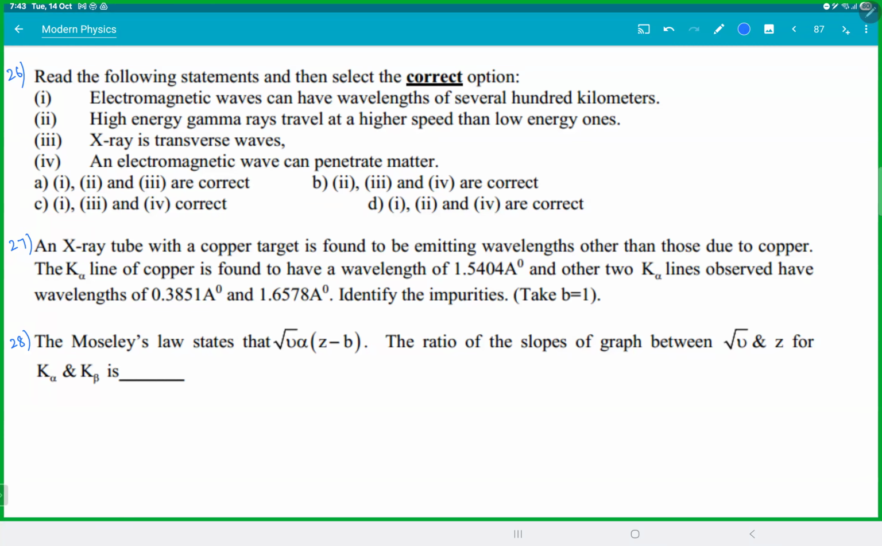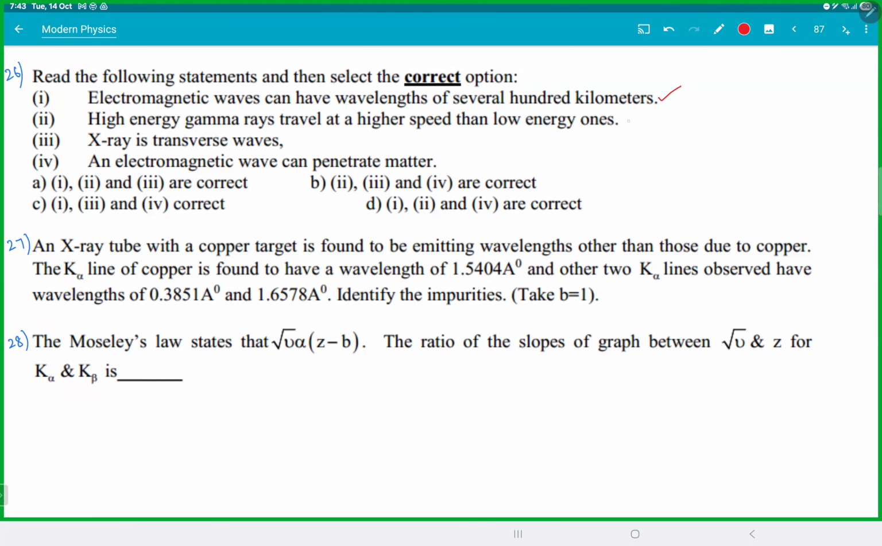Let's see the first one. Electromagnetic waves of several hundred kilometers can exist. True, radio waves do exist. High energy gamma rays, gamma rays have wavelengths lesser than X-rays. They travel at the speed of light. Wrong, all electromagnetic waves travel with the same speed of light. X-rays are transverse electromagnetic waves that penetrate matter. True. 134.